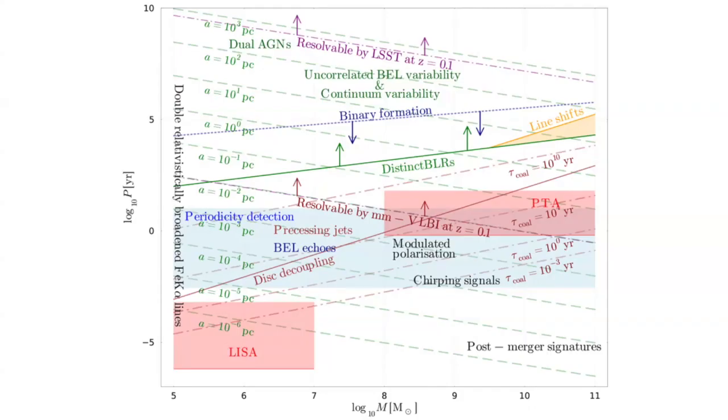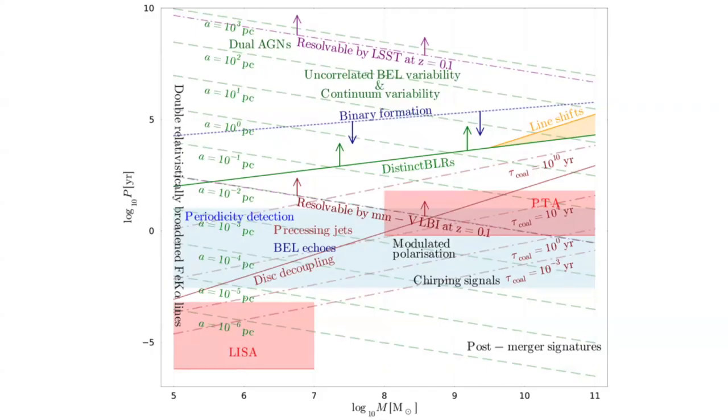And as we move towards the gravitational wave dominated range of separation, we will have chirping signals, meaning that the separation will shrink pretty fast, and so will the orbital period. And after the merger, we expect some post-merger signatures, but I'm not really an expert on that.